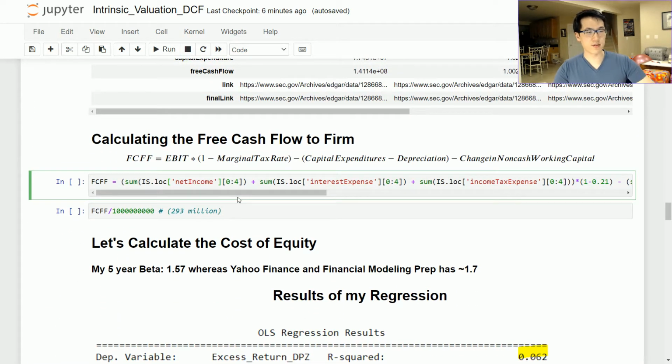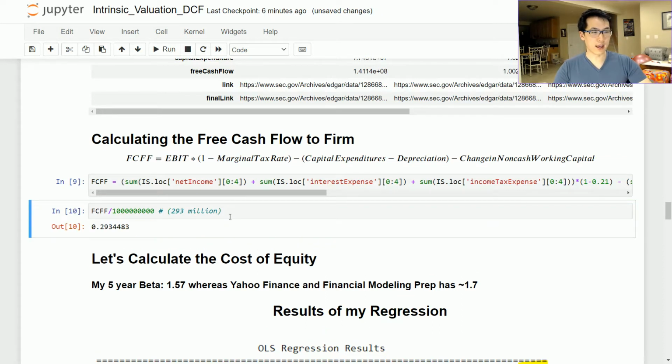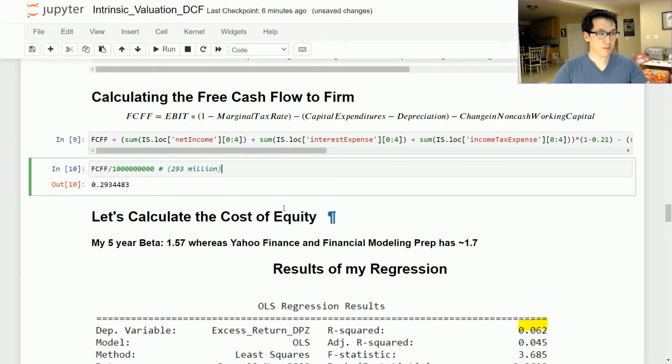So let's run this. The free cash flow of the firm is $293 million, and that is the most recent free cash flow of the firm currently. So further down the road, within the entire DCF, we're going to have to calculate the cost of equity and the cost of debt.